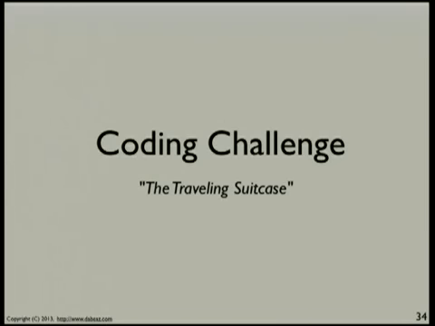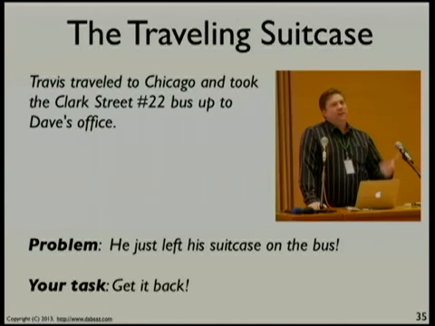And this is actually inspired by a true story, which I'll explain in a second. But here's the problem. This is a Chicago-themed story. The guy in the picture there is Travis Oliphant, who, if you don't know who he is, is basically the creator of NumPy, a very popular library in Python. He came to visit me in Chicago about a year ago, took the bus up to my office, got off the bus and left his suitcase on the bus. Now, leaving your suitcase on a Chicago city bus and having it drive away, you basically just assume that, okay, it's gone. Forget about it. You're never going to see that again.